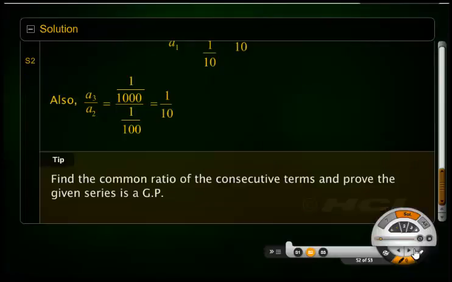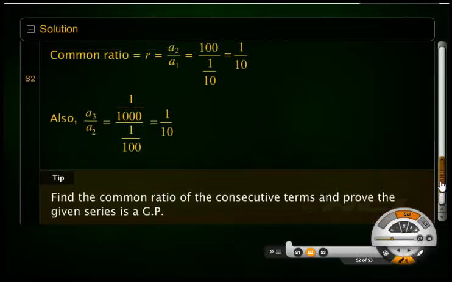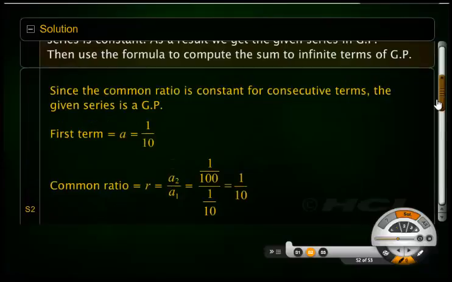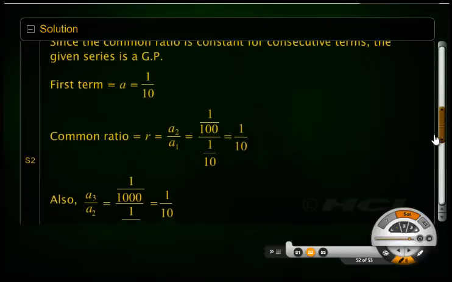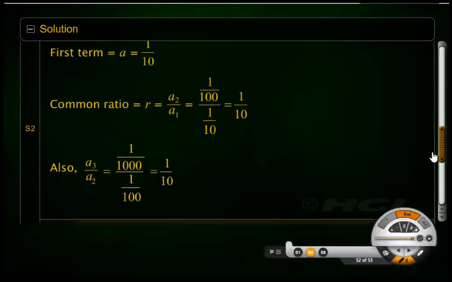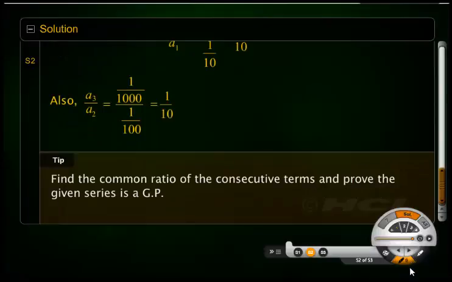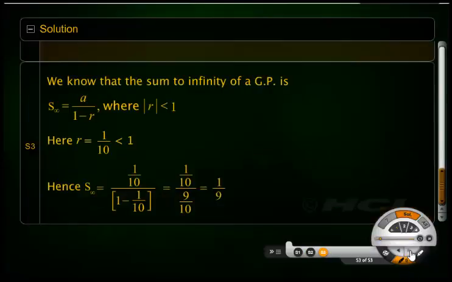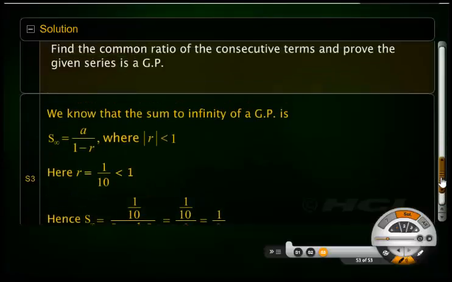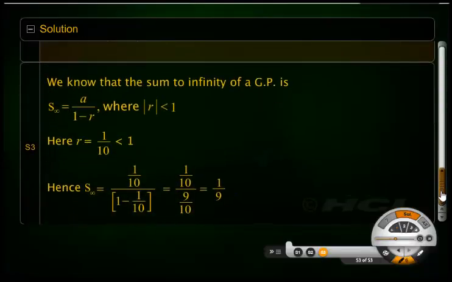Since the common ratio is constant for its consecutive terms, the given series is a GP with its first term equal to 1 by 10 and its common ratio equal to 1 by 10. Since the common ratio lies between -1 and 1, by using the sum to infinity of a GP formula, we get the solution as 1 by 9.